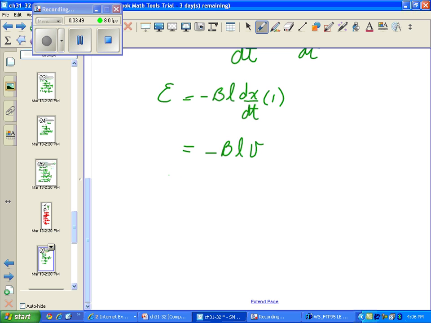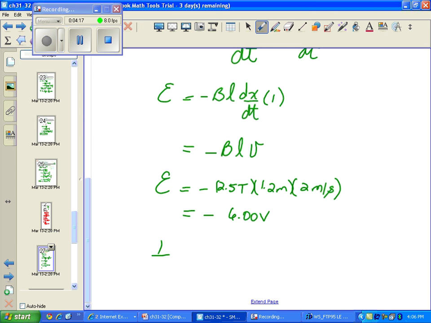And so to calculate the EMF, we substitute our values. Our B is 2.5 Tesla. Our L is 1.2 meters. And our V is 2 meters per second. And it's a constant. When we multiply it all out, we get 6 volts, negative 6 volts.